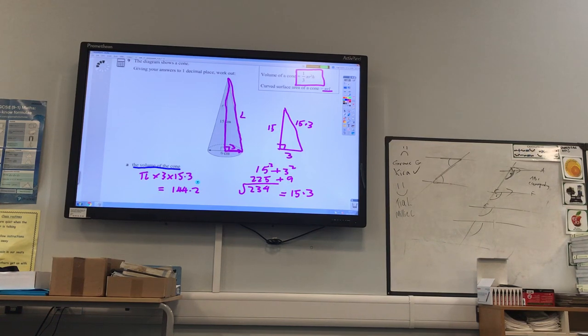144.2. But that's just the curved surface area. That's just the surface area of this curved bit going around the outside, like that. However, you've got another surface. The other surface is the base. You could put your hand on the base underneath, so that's a surface. You've got the curved one, which you've got the answer to. You need to add on the base.